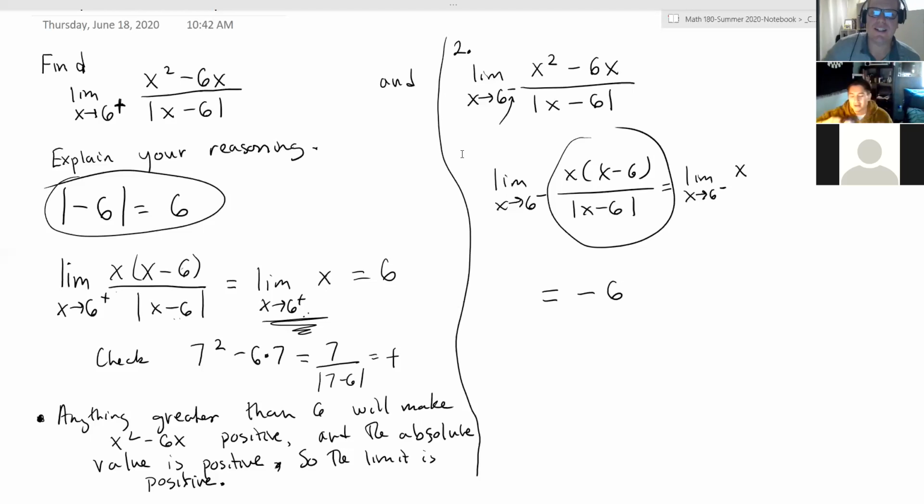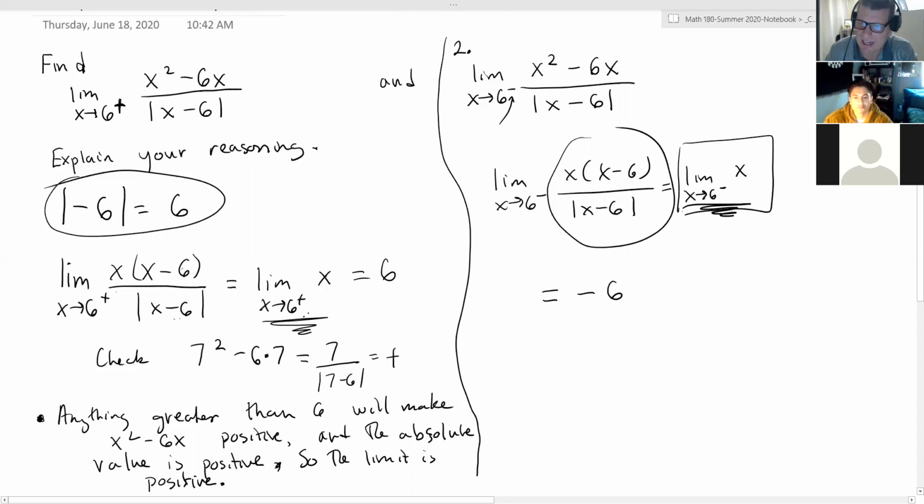So I have a question. Does this work every time? Well, here's the thing. I've got to be careful here. It's technically not the limit as x approaches 6 minus of x. It's not exactly true, and that's why I was a little hesitant to say that. It will equal 6, but it's going to be negative 6 because of the absolute value.